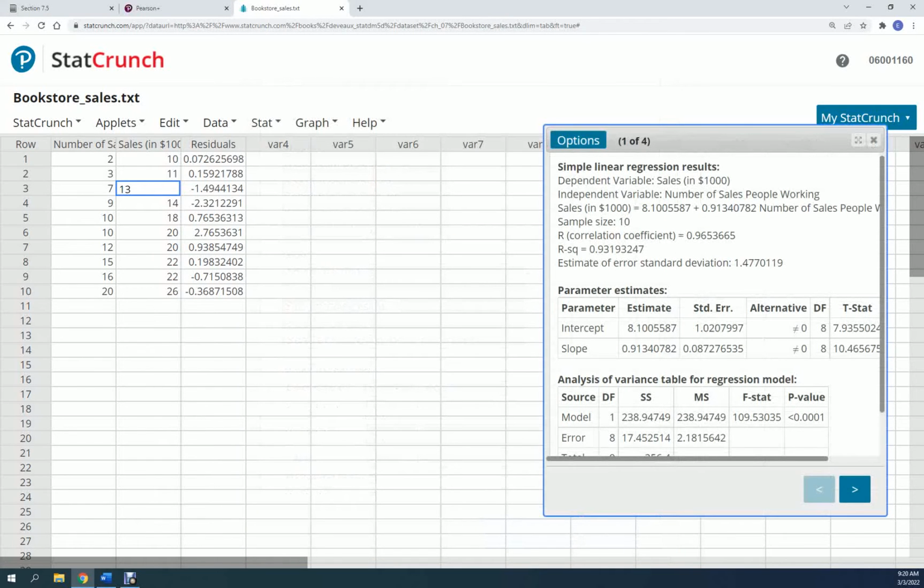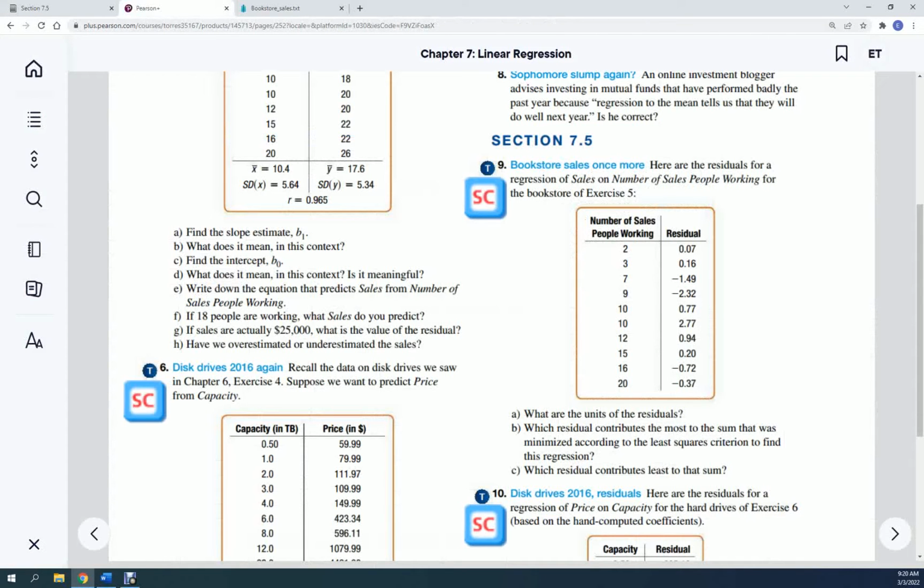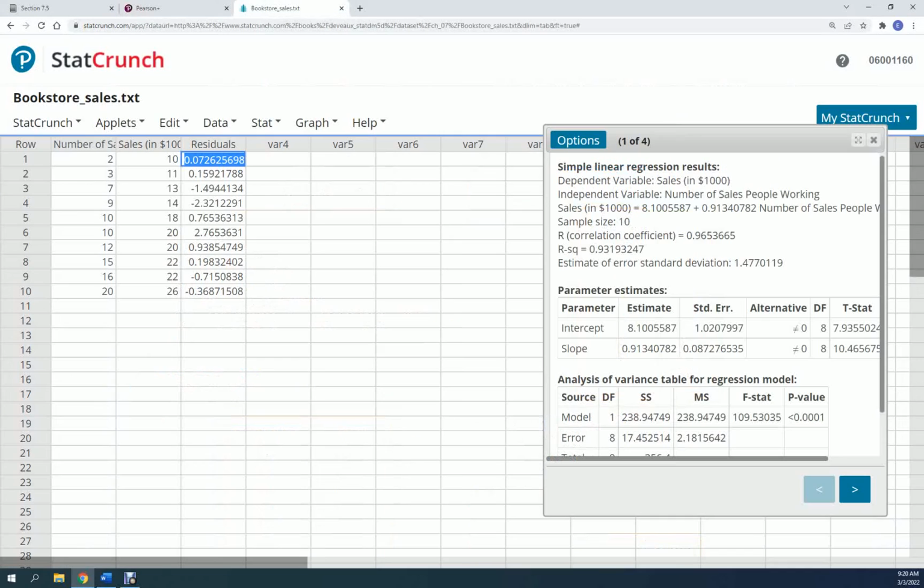Now, these are the residuals we're seeing in the book. So for number 1, the residual is 0.07. So that's what this residual is here. Same residual on this table. So this is where the table comes from.